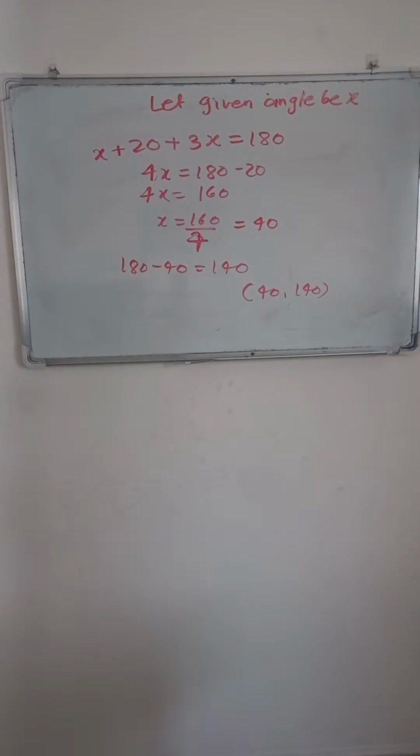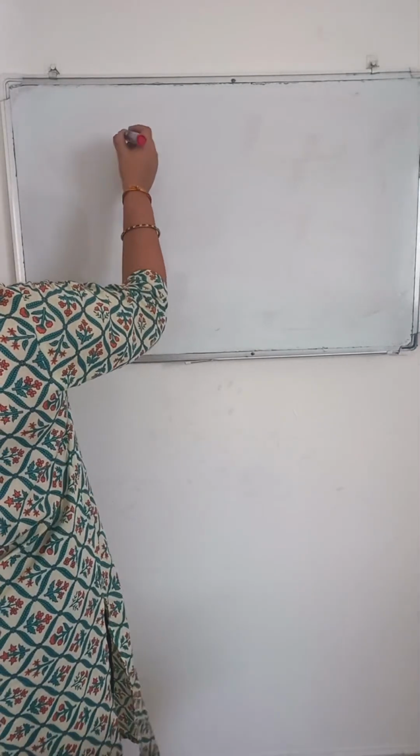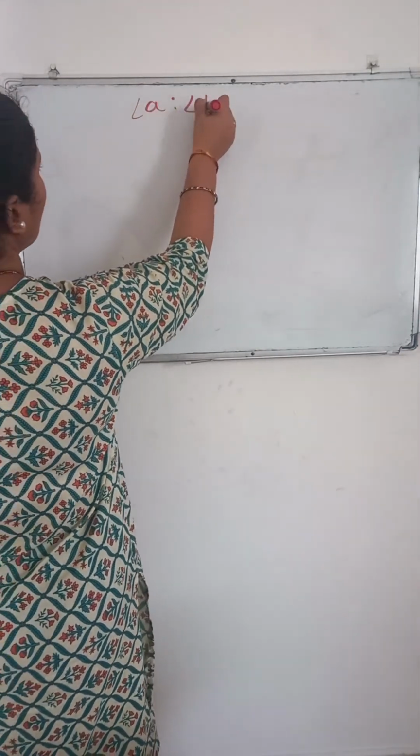Next question, write down. In figure, if M is parallel to N and angle A is to angle B is equal to 2:3, then find the measure of angle H. Find the measure of angle H.